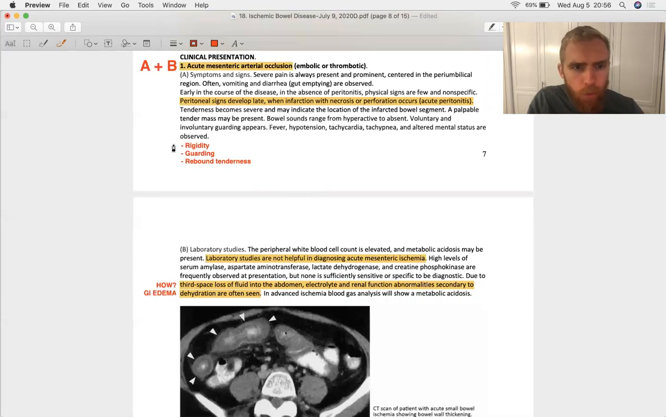And then a fourth one that I haven't really listed here is just absence of bowel sounds. That's also a very, very bad sign. And so why do we care about these peritoneal signs? Well, they're indicators of severity.